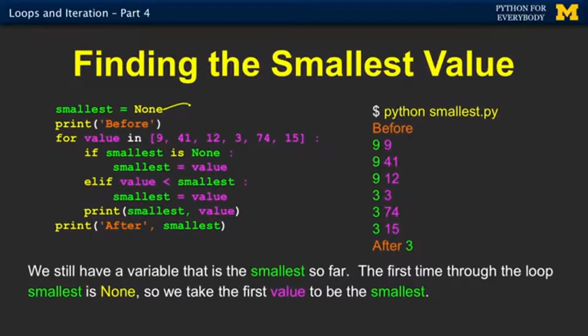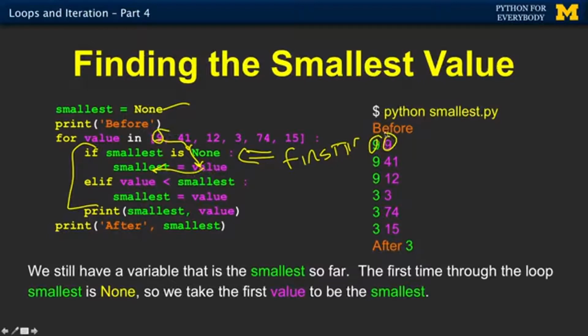You start with smallest equals None, and then in the code we have a little bit more intelligence. If smallest is None, this means that it's the first time. If the smallest is None, smallest is value. So 9 is coming in here. And so if the smallest that we've seen so far is empty, we have seen nothing, then we'll grab the first one as the smallest one. So our 9 becomes the smallest one. And so that's how we print out the smallest so far is 9.